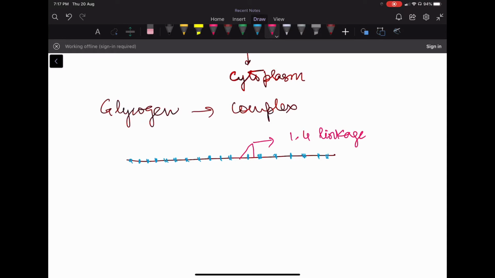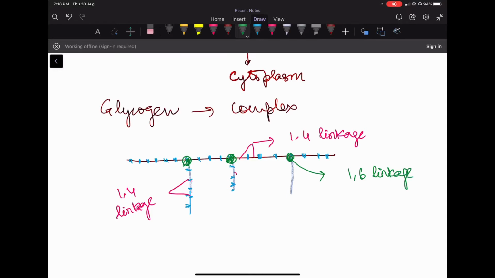Now apart from this, it has many branches too. These branches also contain the same glucose units, and they are also linked by means of 1,4 linkage. The only difference is there is a branch point where the branching takes place. This branch point contains a different linkage, and this linkage is called 1,6 linkage.